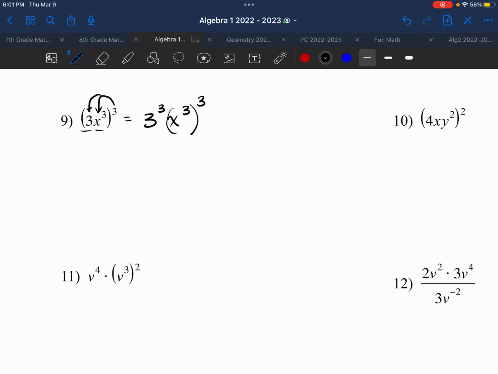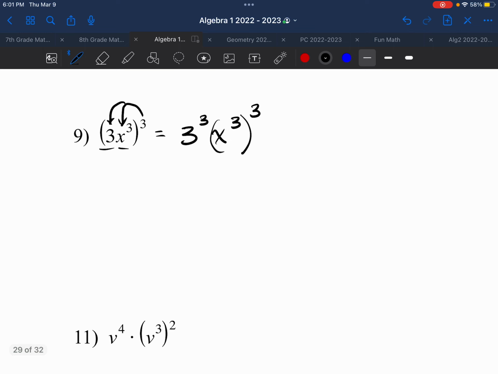I've now distributed that 3. And then from there, I can say, okay, 3 to the power of 3. If you don't know how to do that, 3 times 3 times 3. There's 3 copies of that. 3 times 3 is 9. 9 times 3 is 27.